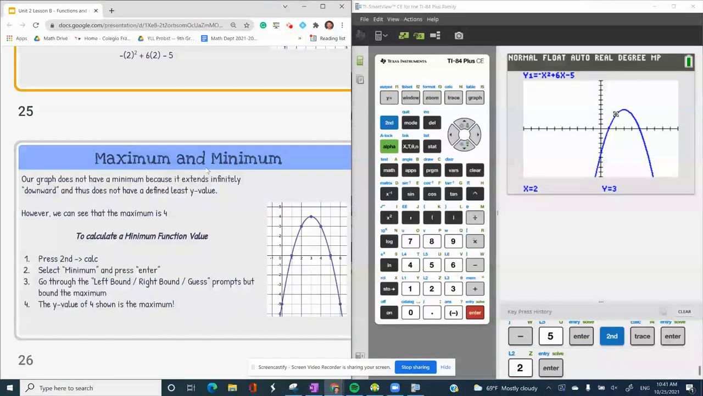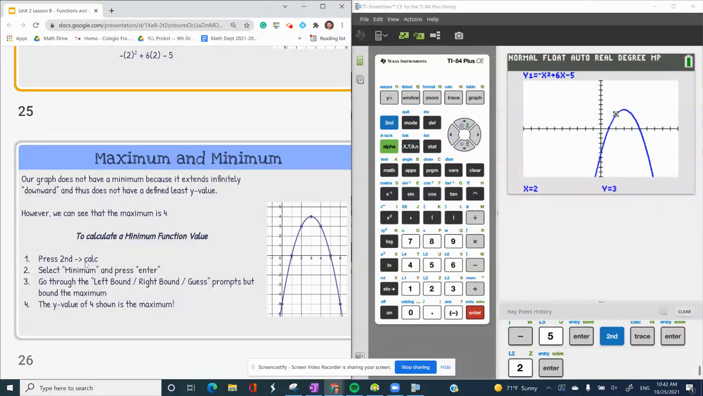Let's then talk about the maximum and the minimum. Our graph does not have a minimum because it extends indefinitely downward and thus does not have a defined least y value. However, we can obviously just notice, just by observing the top of our graph, that the maximum is 4. But again, we want our calculator to be able to do this for us in case we can't easily observe it.